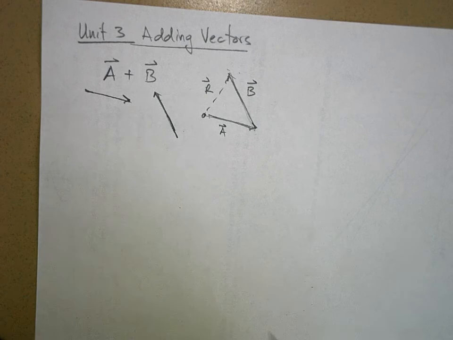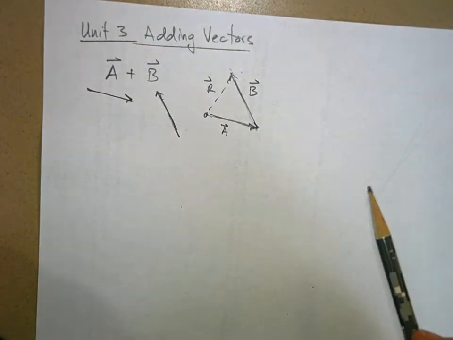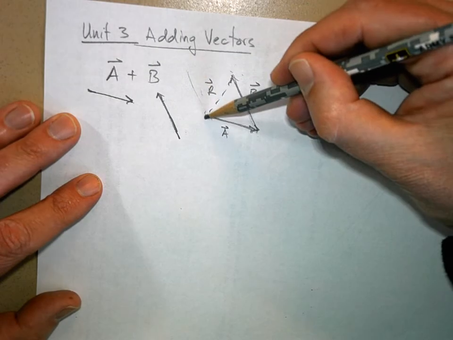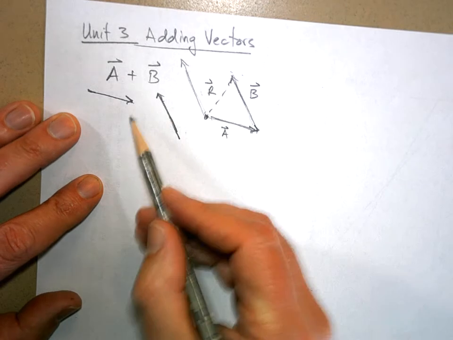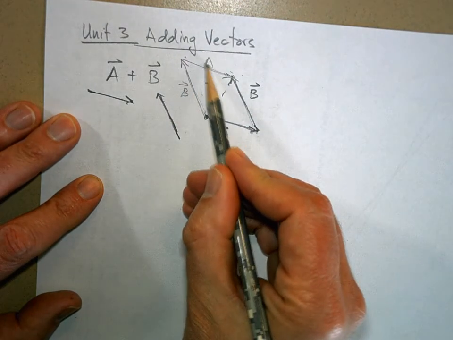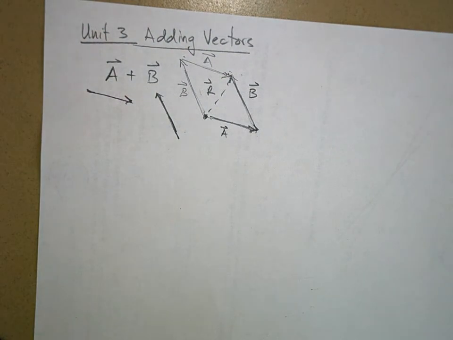So make sure you know to hook them up head to tail. By the way, it doesn't matter if I started off with B first. If I start off with B and then add A to it, guess what I get? So here's B plus A. I get to the same spot. That's the commutative property. It works for adding vectors.